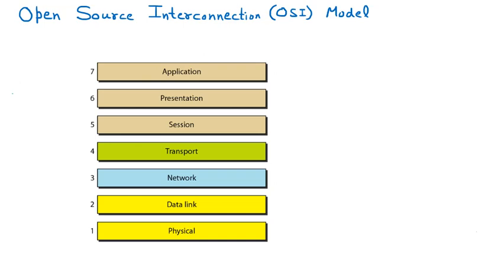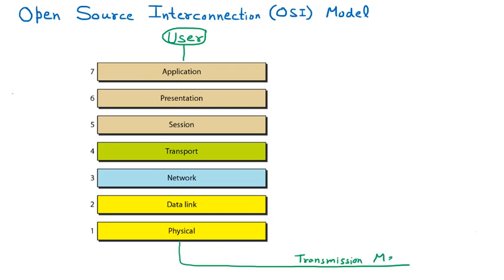First of all, we are aware that on the top we have the user. That means with the application layer, the user is going to interact. So here we have the user, and on the physical layer we have the wire transmission medium.